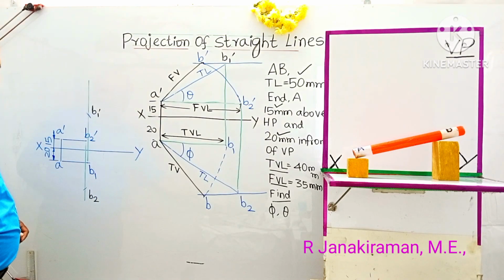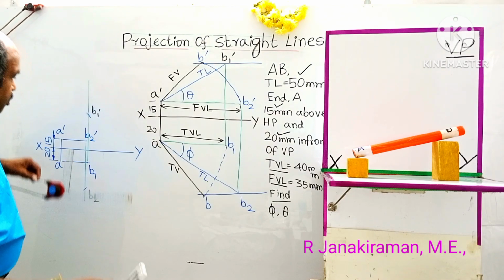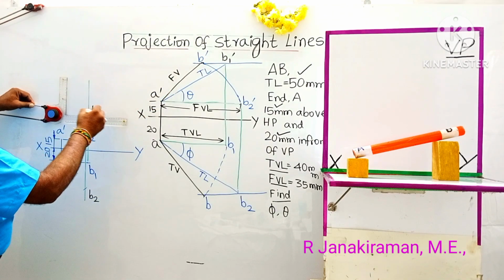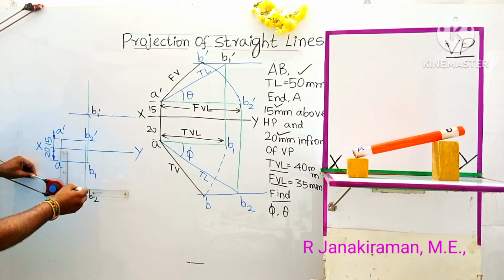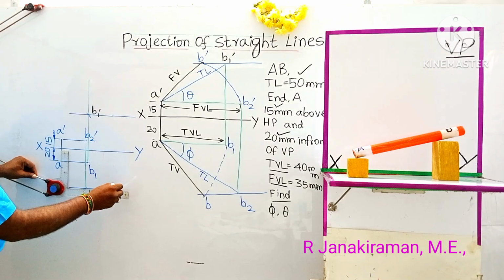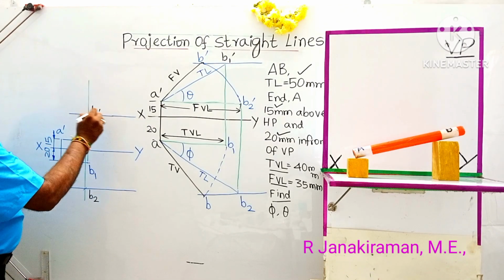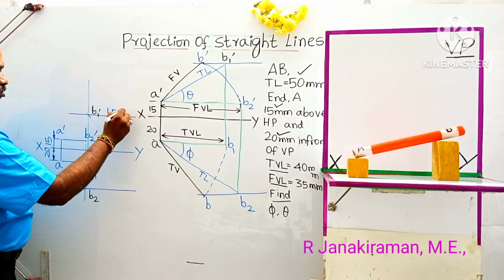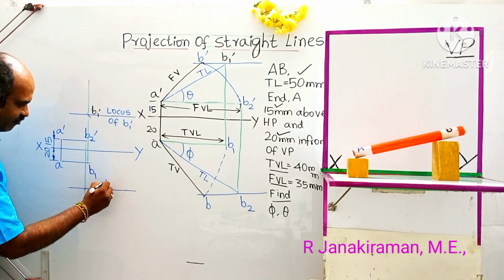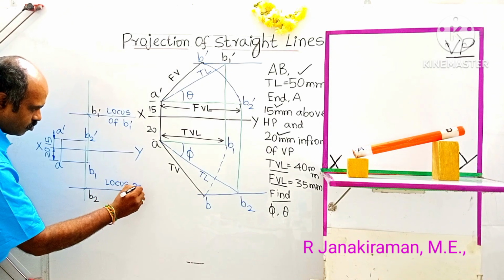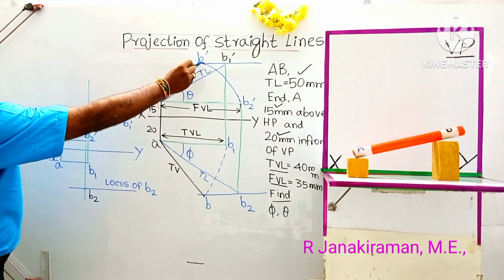Next, draw a horizontal line. This is a locus line. Locus line passing through B1 dash. Here our B1 dash is set here. Draw the locus line. Similarly, another locus line passing through B2 in the top view. Okay. So this is the locus of B1 dash. Similarly, this is the locus of B2.